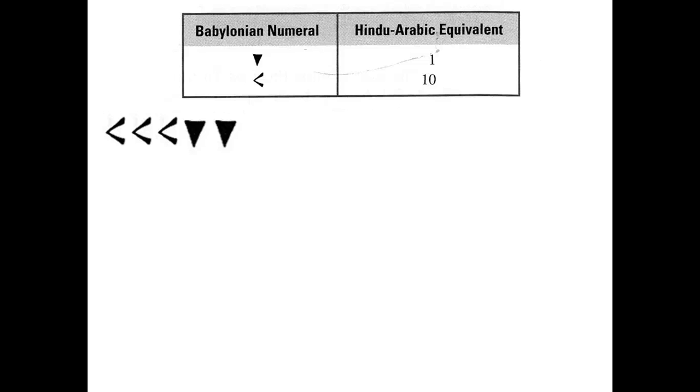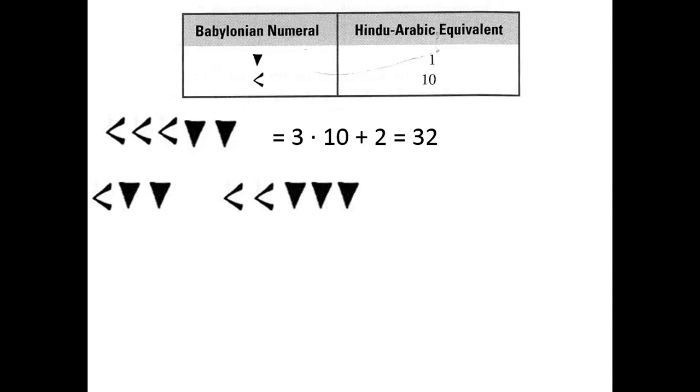So let's say we only have one grouping and we have these symbols in that one grouping. So we really just need to add together the values of the symbols. We have 3 tens and 2 ones, so this represents the number 32 to us.